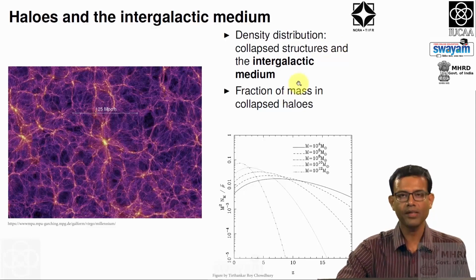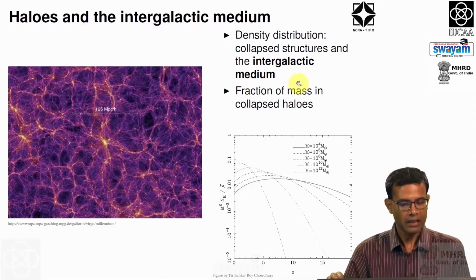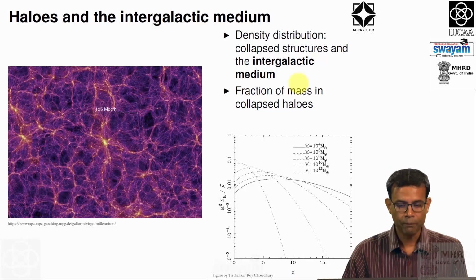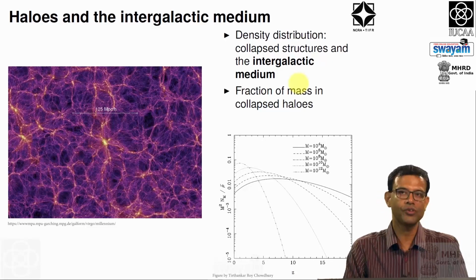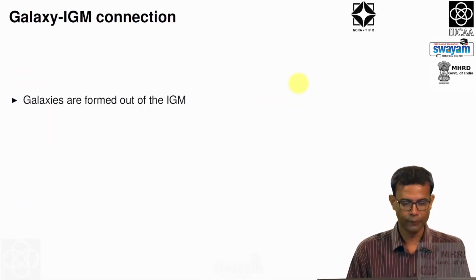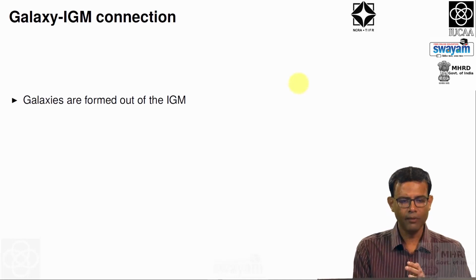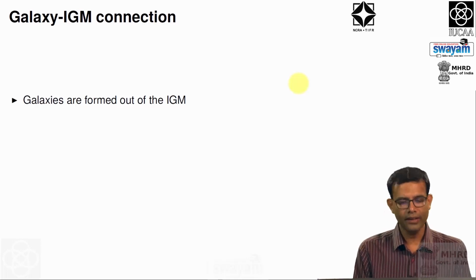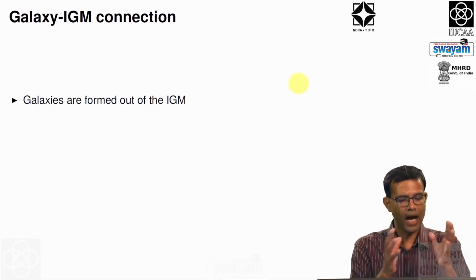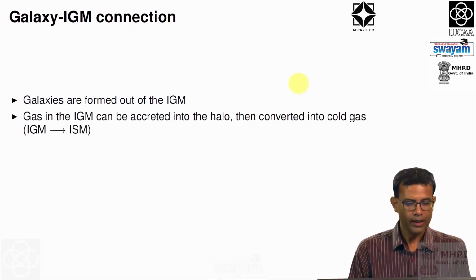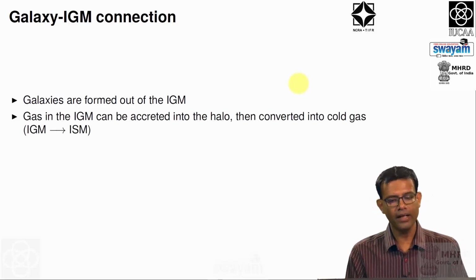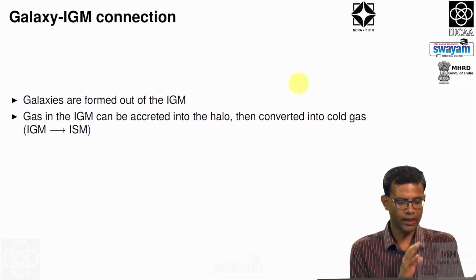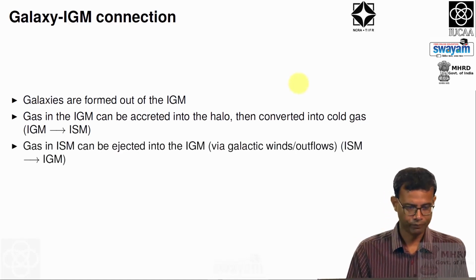The intergalactic medium is something which is diffuse, which is low density, which will not form galaxies, which does not emit any luminous light or anything, but it contains most of the mass, because it is spread over large volumes. The galaxies and the intergalactic medium are very closely connected, because at early times all the matter is in the intergalactic medium. So, in that sense the galaxies are formed out of the intergalactic medium. Now, gas in the intergalactic medium can be accreted into the halo, then converted into cold gas in galaxies. So, this is the connection between the intergalactic medium and the so called interstellar medium.